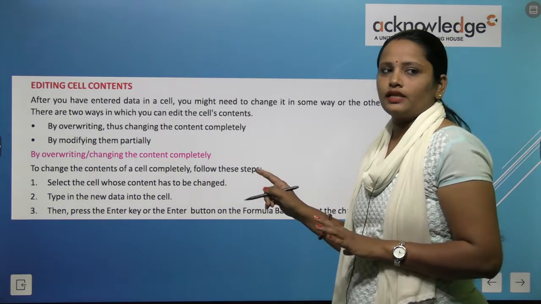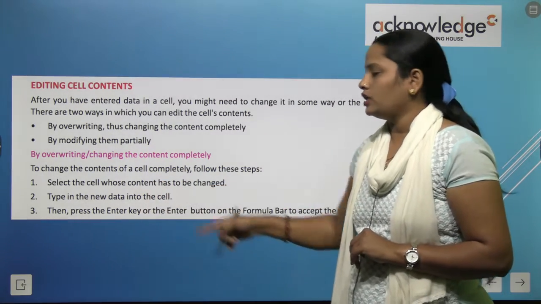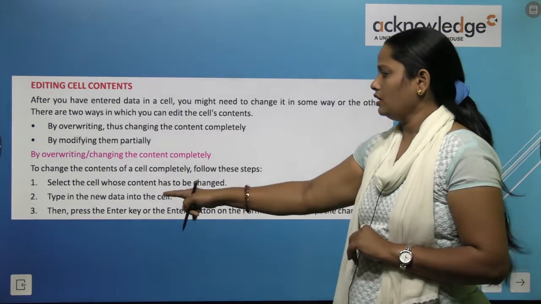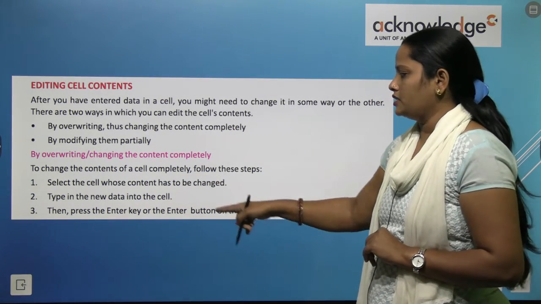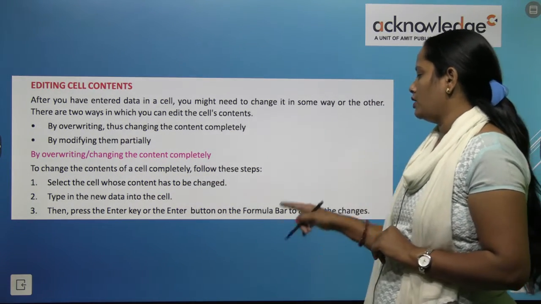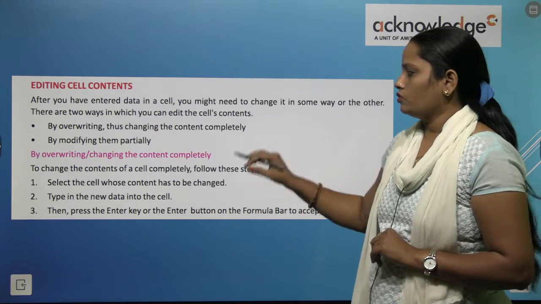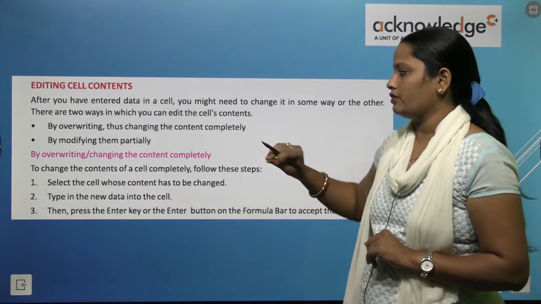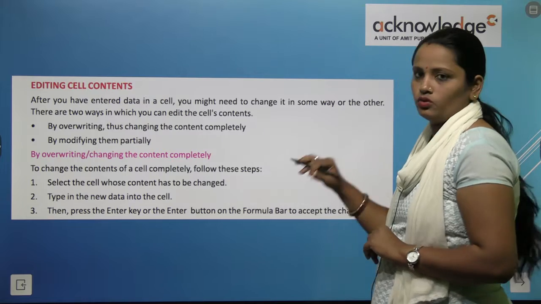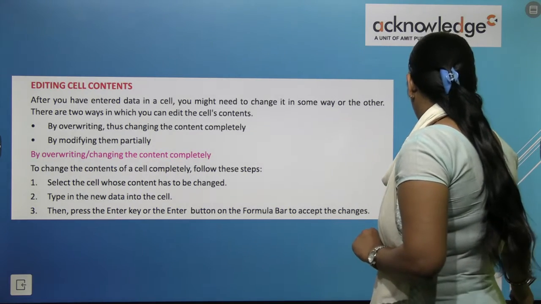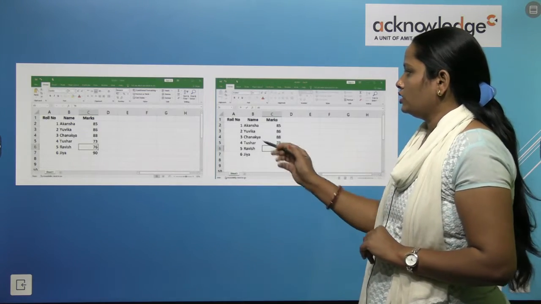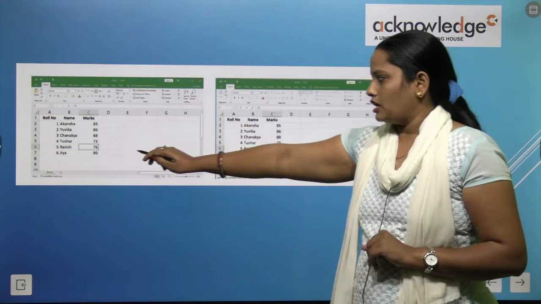So we have to first select that cell. Then type the new data into the cell. Then press the enter key or the enter button on the formula bar to accept the changes. So it's very simple. For overwriting, we have to simply select the cell and we have to type the data and press enter key. So here we can see this example is given.